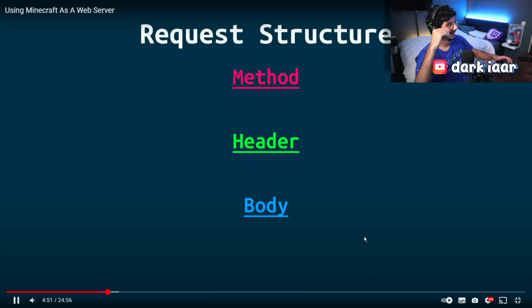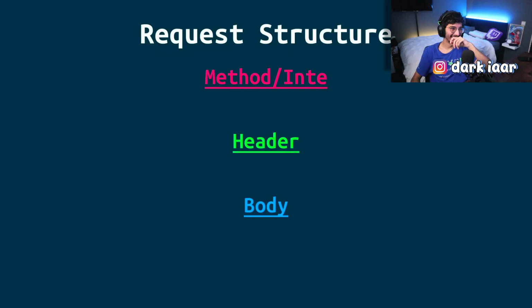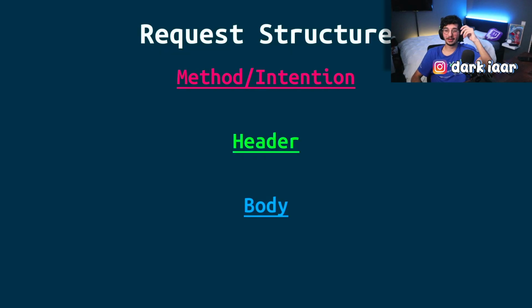The first property is called the method. At a basic level, the method is used to declare the intention of the request with a single word. For example, if the client sends a request using the put method, this means that the request is intended to put something into the server's database.